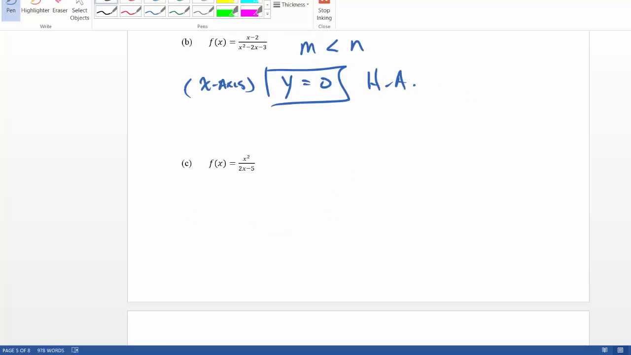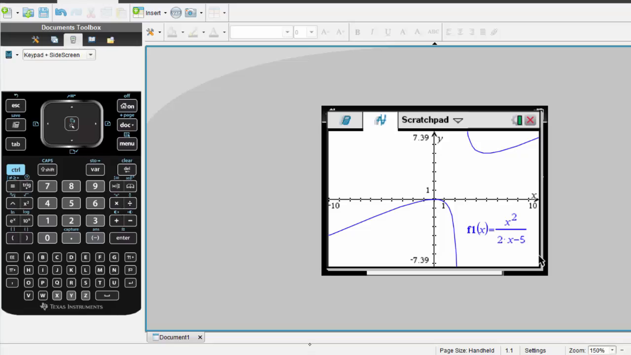For this one, we can see that the value of the degree in the numerator is greater than that of the denominator. And so this is going to tell us that we have no horizontal asymptotes in this case. And so again, a quick look at the graph of the function will allow us to see that it has no horizontal asymptotes and if there are any x-intercepts. And a quick glance here at the graph, you can see that there is not a horizontal asymptote.